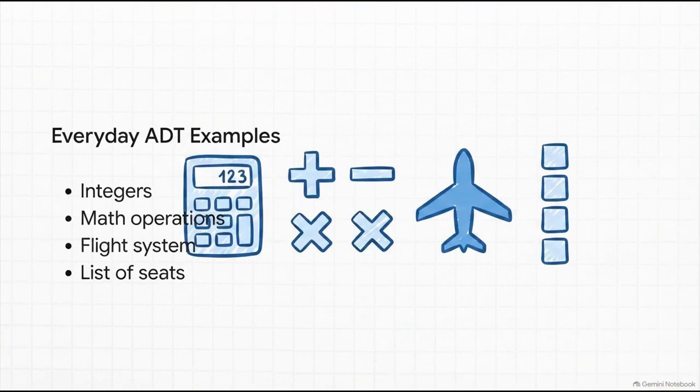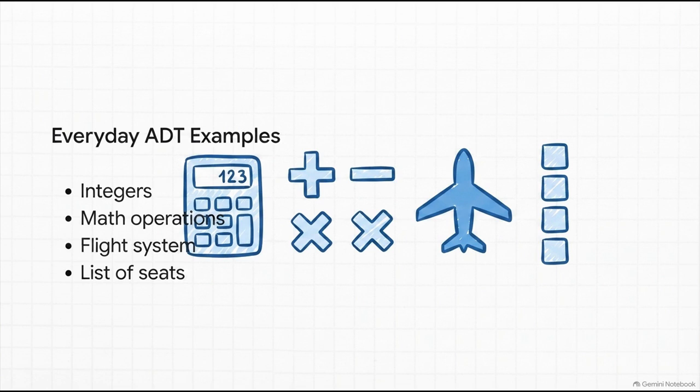To put this into perspective, think about the ADTs you already use every single day. Take whole numbers or integers in programming. You perform arithmetic operations like addition or subtraction on them all the time. You know exactly what a plus sign does, but you definitely don't need to know how your computer's processor implements binary addition just to use it.